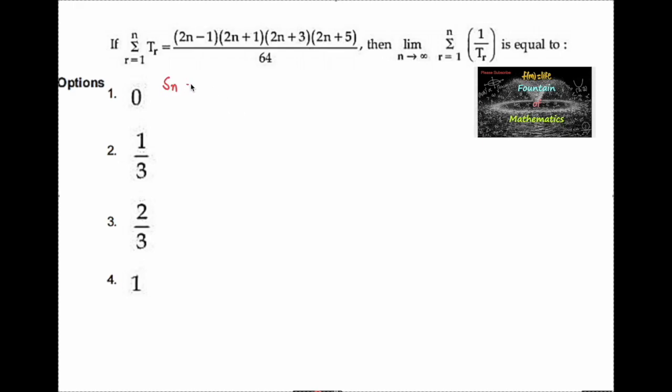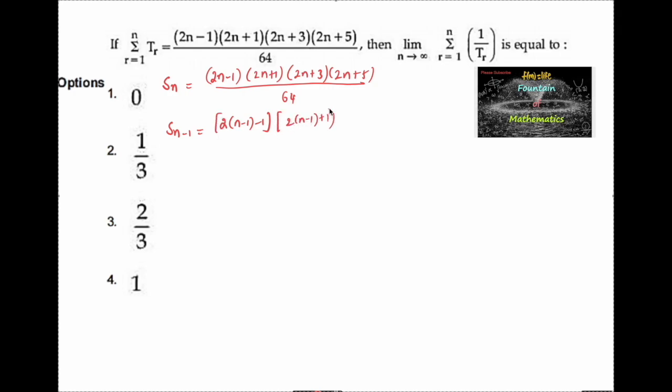So here we have Sn is equal to 2n minus 1, 2n plus 1, 2n plus 3 into 2n plus 5 upon 64. Let us find the term. For this we need to find Sn minus 1. So we can put 2 times of n minus 1 minus 1, 2 times of n minus 1 plus 1, 2 times of n minus 1 plus 3, 2 times of n minus 1 plus 5 divided by 64.